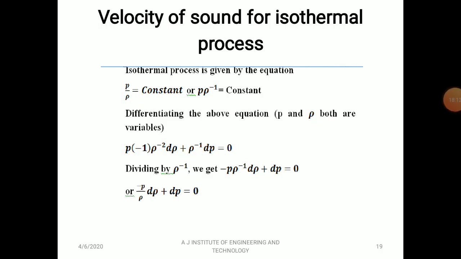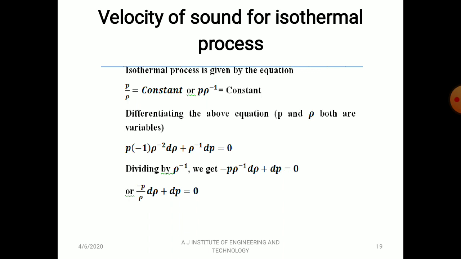Now let us apply this velocity of sound concept for two important processes, the isothermal process as well as the adiabatic process. In the isothermal process, temperature remains constant. So it is given by P by rho equal to constant. Now you can take rho to the numerator. So P into rho to the power minus 1 equal to constant.